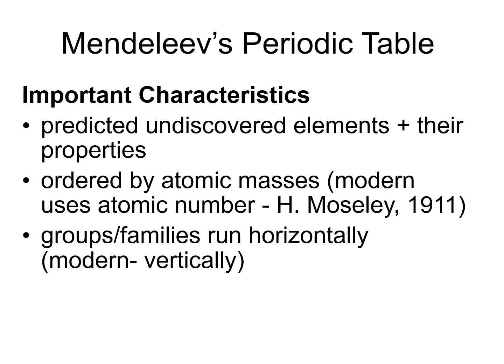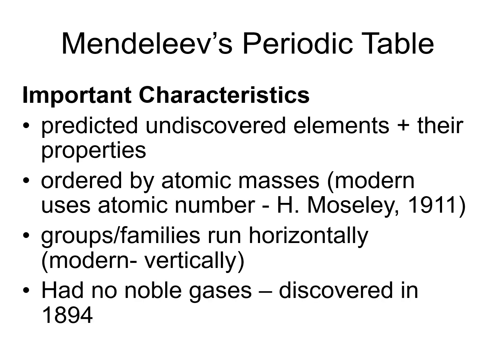So for example, the halogens, the alkali metals or the alkaline earth metals, those are families, and they run vertically on the modern periodic table.